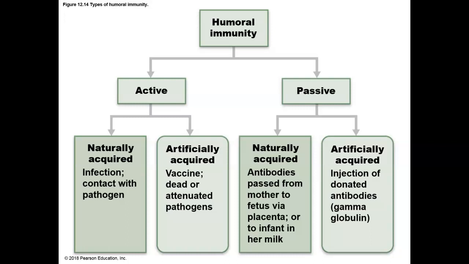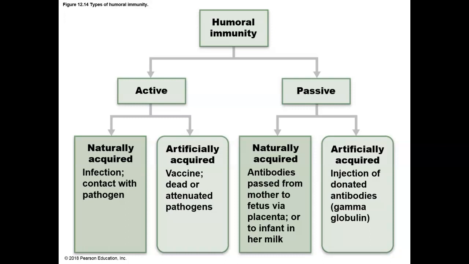Now, vaccines typically are going to be produced by either using dead or attenuated pathogens. An attenuated pathogen is a pathogen that no longer can cause disease. Dead definitely can't cause a disease. In the case of viruses, because viruses are non-living, they would be considered inactivated, so they no longer can cause disease.